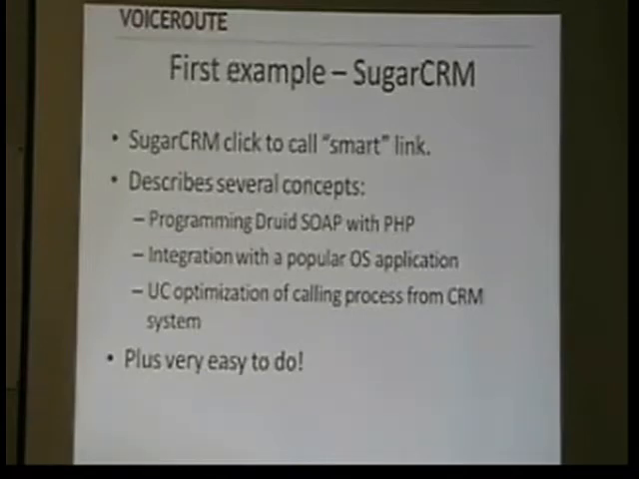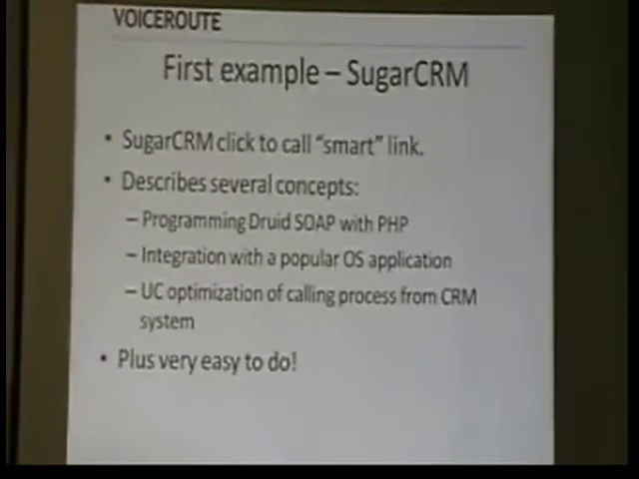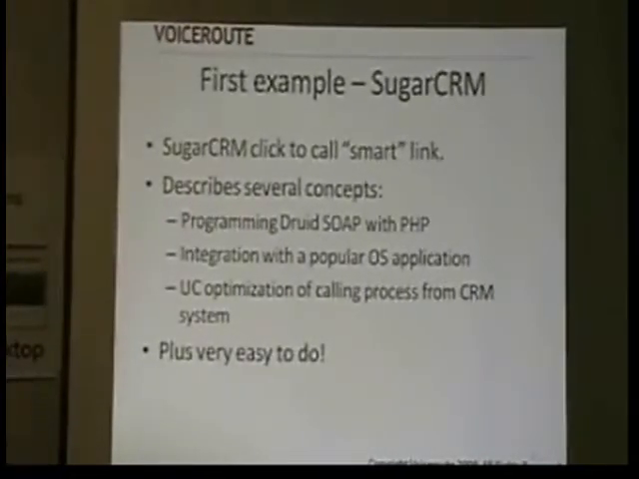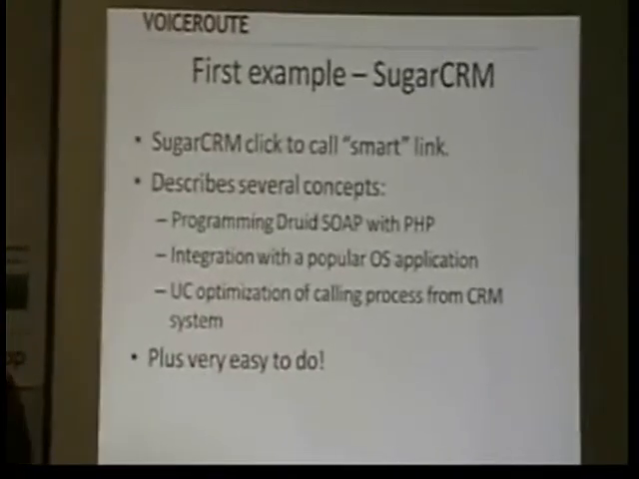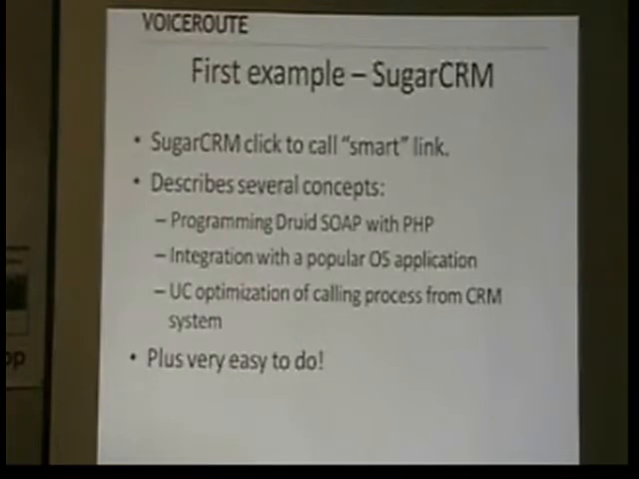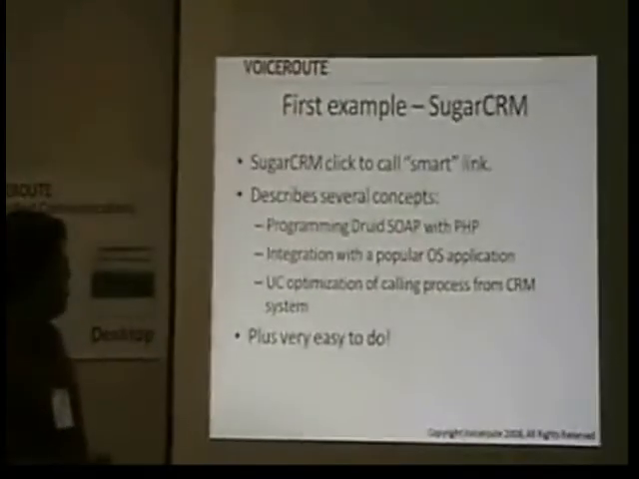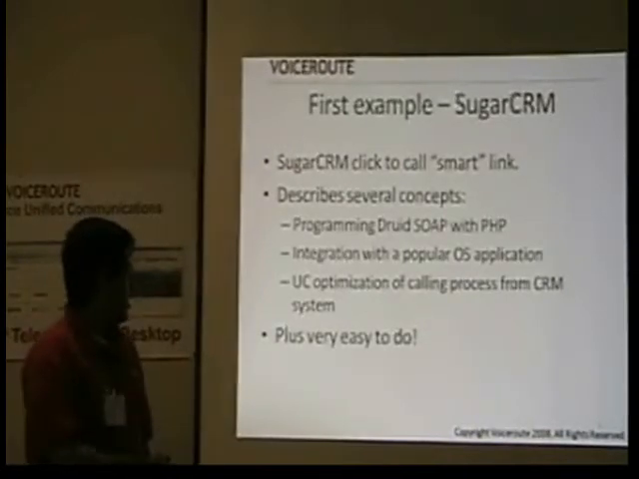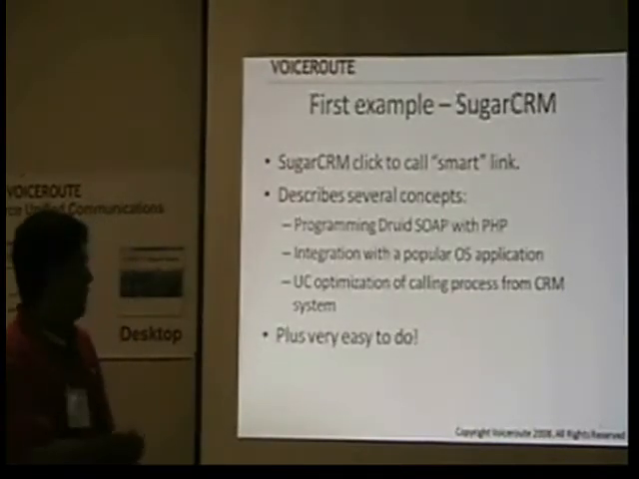Okay, I'm going to go through a brief example, and many of you have heard of Sugar CRM. David from Solos talked a lot about how he uses Sugar CRM in his company, and he actually integrates that for people. This is just a basic example using Sugar CRM and creating a click-to-call link. I have all these phone numbers as part of my contacts, and I just want to click them. It describes several concepts: I can program SOAP with PHP, I can integrate with a popular open source application, and I can optimize the calling process for my CRM. And this is really easy.